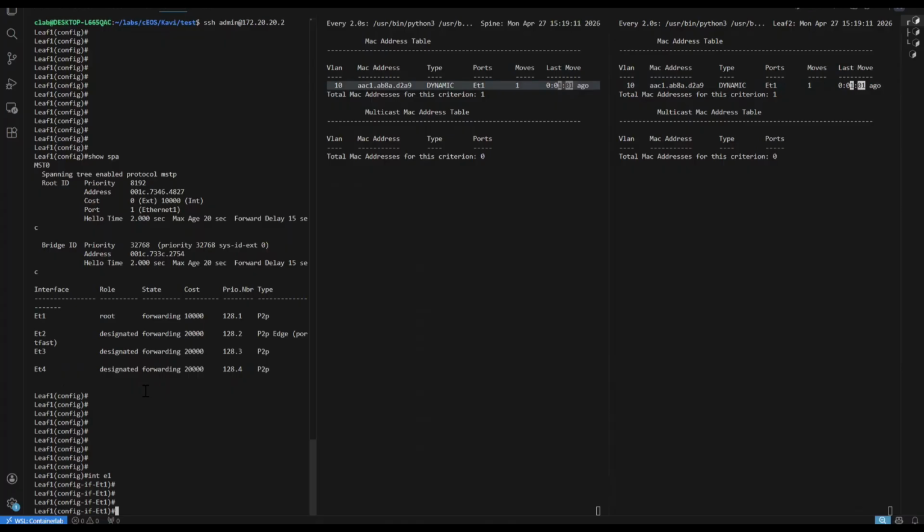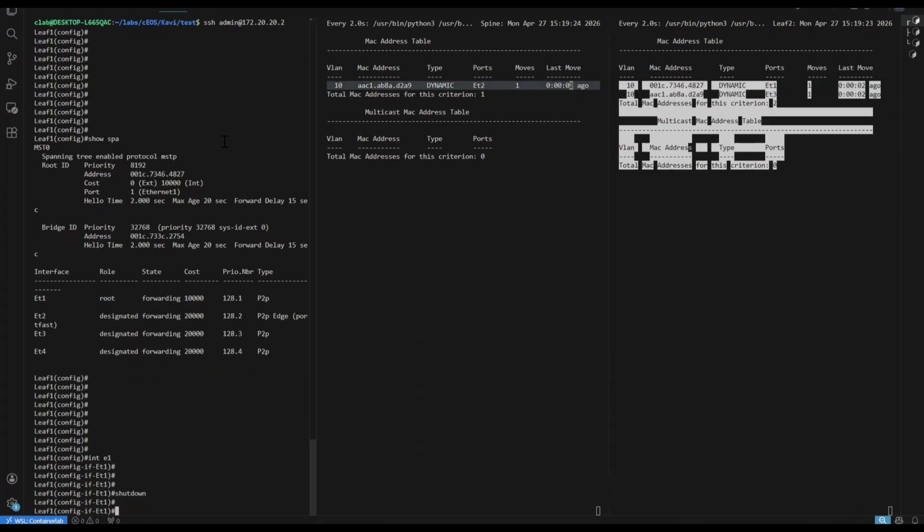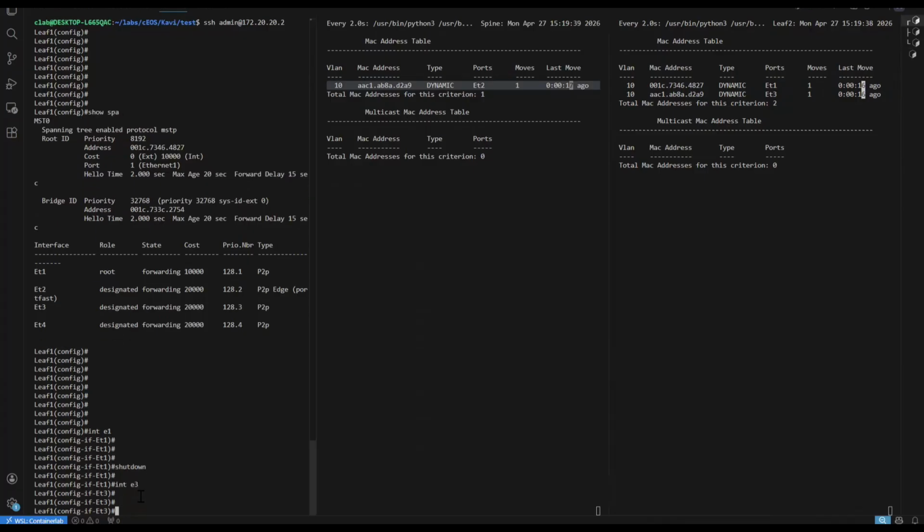So on leaf 1, I'm going to shut down ET1. Now we'll see how fast the MAC address table is moving. Shut down. Now the MAC address table is immediately changing. We can see that from 1 to 2 it's changed, and here also it has moved to ET3. Now it is going through ET3.